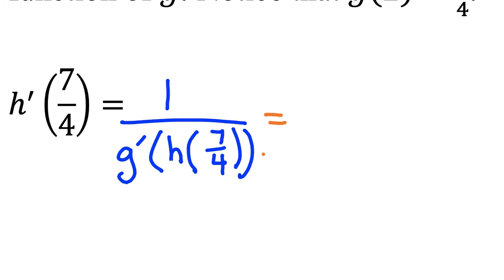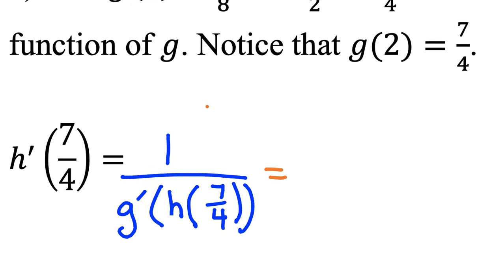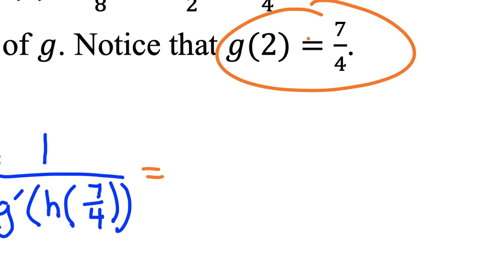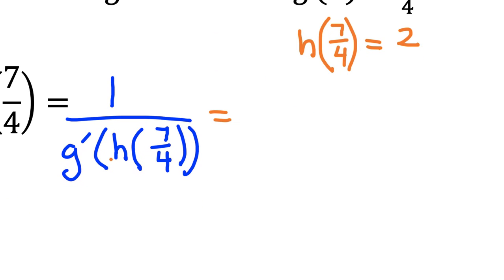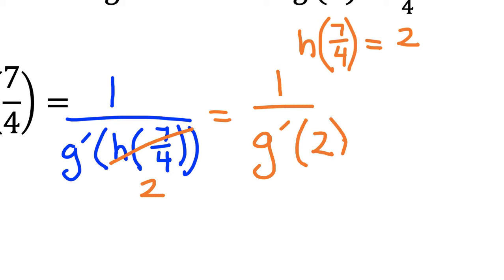Okay, so from here, I know what h of 7/4 is because it's embedded in this information right here. Go ahead and swap it out ahead of me. Do it before I do it because I know that h of 7/4 now is the same thing as 2. I can swap them. That's the definition of an inverse function. So I can say, hey, this h of 7/4, that's 2, and I have 1 over g prime of 2.